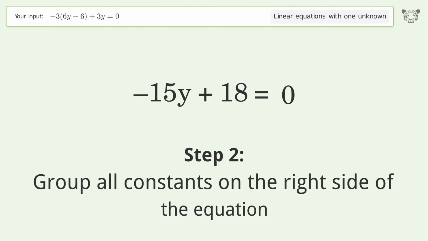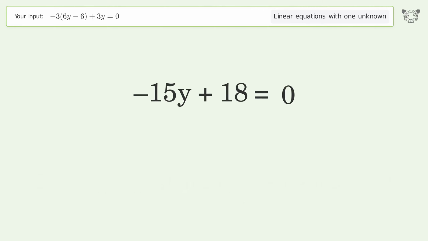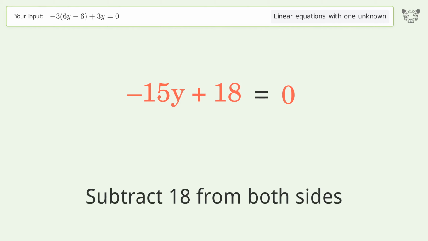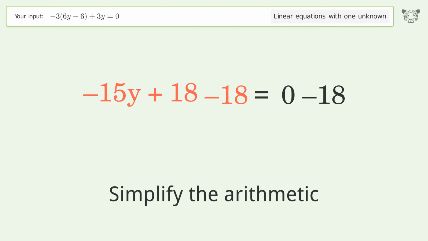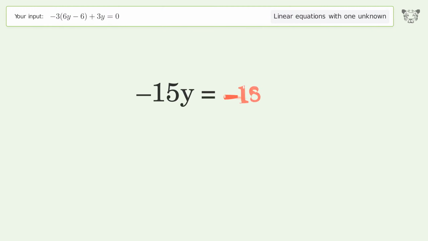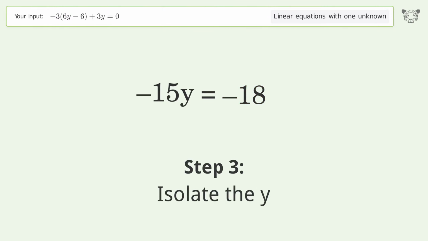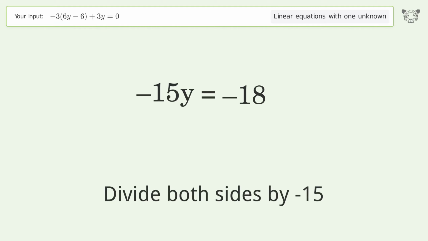Group all constants on the right side of the equation. Subtract 18 from both sides. Simplify the arithmetic. Isolate the y. Divide both sides by -15.